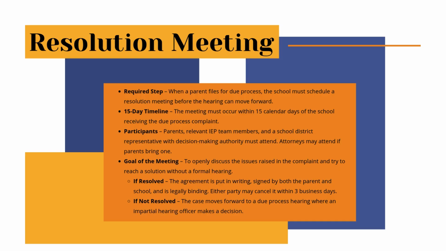Before a hearing can happen, the law requires a resolution meeting. This meeting must take place within 15 days of the school receiving the due process complaint. Parents, key IEP team members, and a district representative with decision-making power must attend. Attorneys can also attend if a parent chooses to bring one. The goal of this meeting is to try to resolve the disagreement before going to the hearing. If the parties reach an agreement, it is written, signed, and legally binding. Either side has 3 business days to cancel it. If the issue isn't resolved, the process moves forward into a due process hearing.